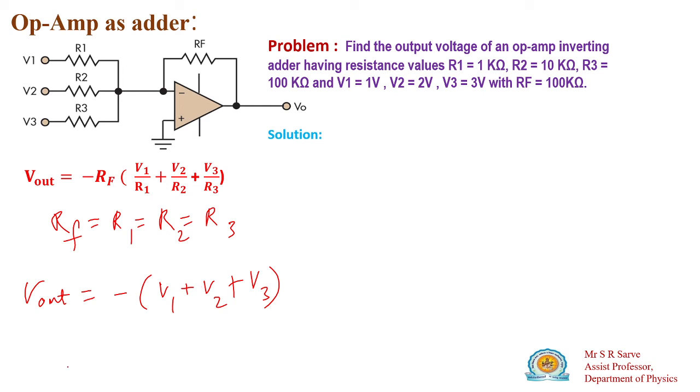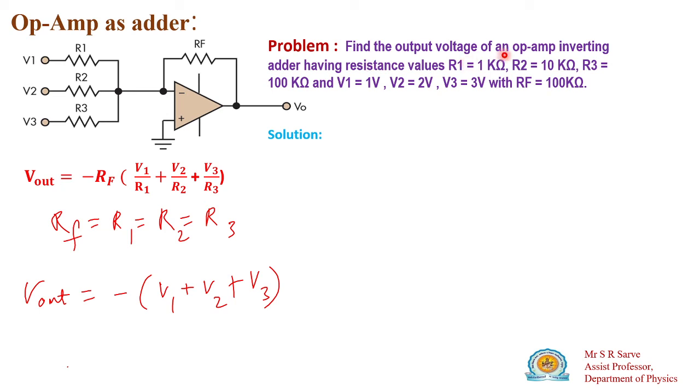But sometimes, if these resistances are different, it will perform the addition with respect to the input voltage and the R1 resistance. So that is the problem here.